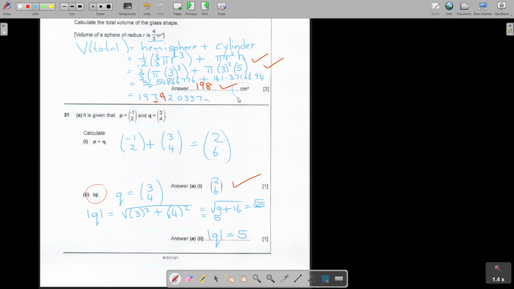I just checked, they gave you the unit there. Something that I may have forgotten: always write the full calculator display. If there's no unit, just write your unit. That's something that I picked up they want you to do.